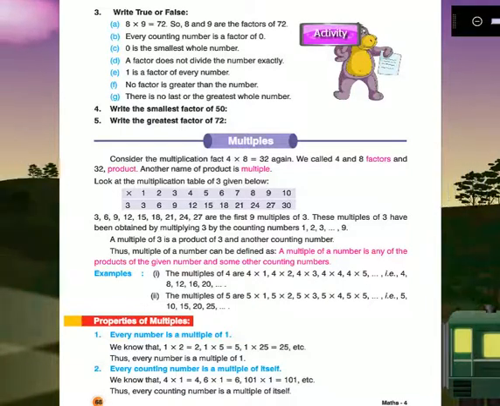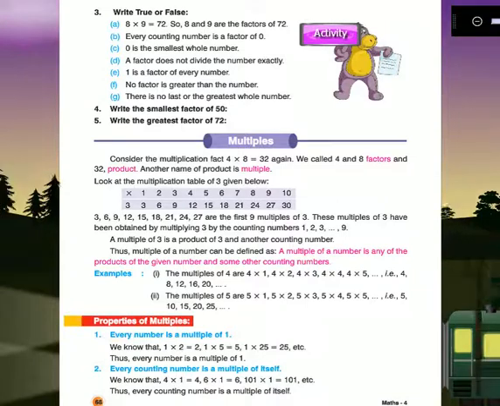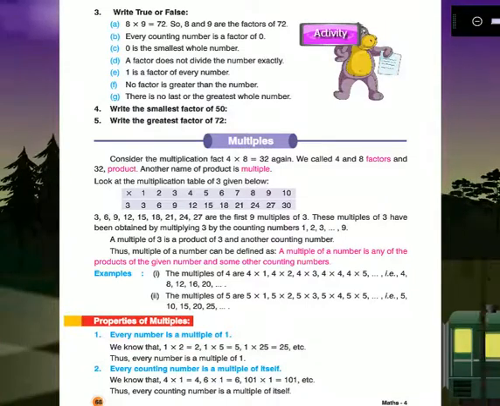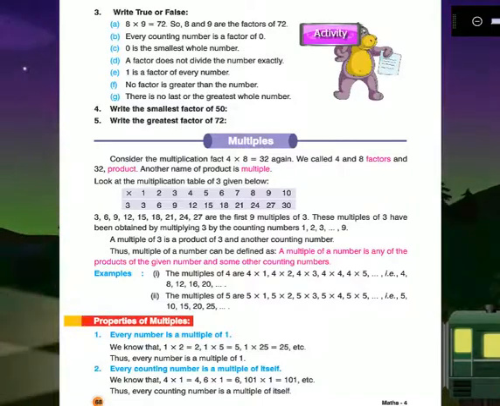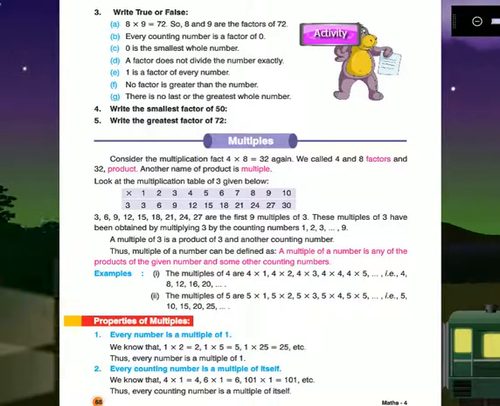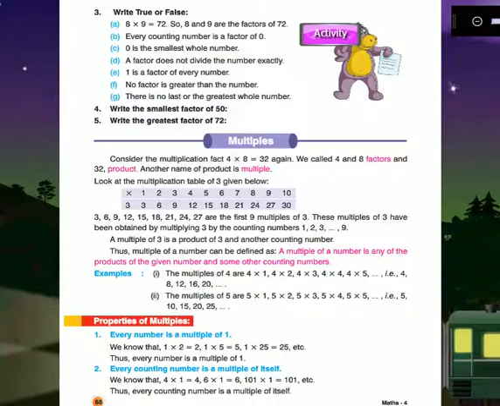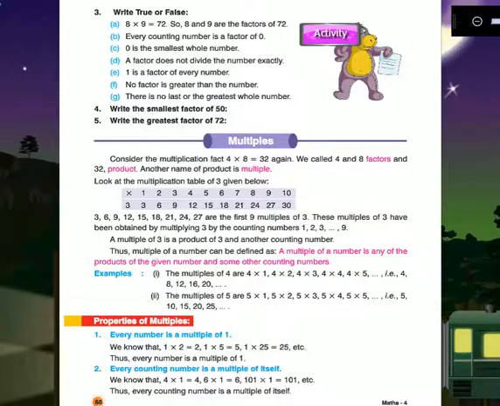The multiples of 5 are 5 into 1, 5 into 2, 5 into 3, 5 into 4, 5 into 5, till the end. That is 5, 10, 15, 20, 25, and so on.